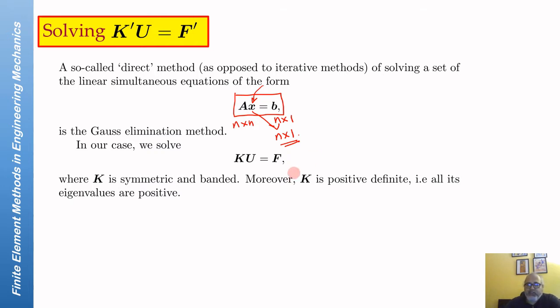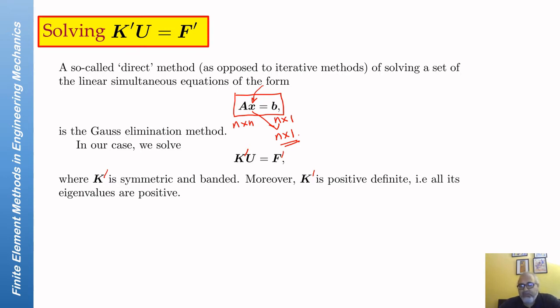In our case, we actually want to solve k prime u equal to f prime, where k prime is positive definite. That means all its eigenvalues are positive. K prime is also symmetric as well as banded. Banded meaning that many parts of k prime are actually zeros, and k prime is symmetric as well. These we have discussed, and we will discuss further on these points. These are actually mandated by the nature of the equations in solid mechanics.